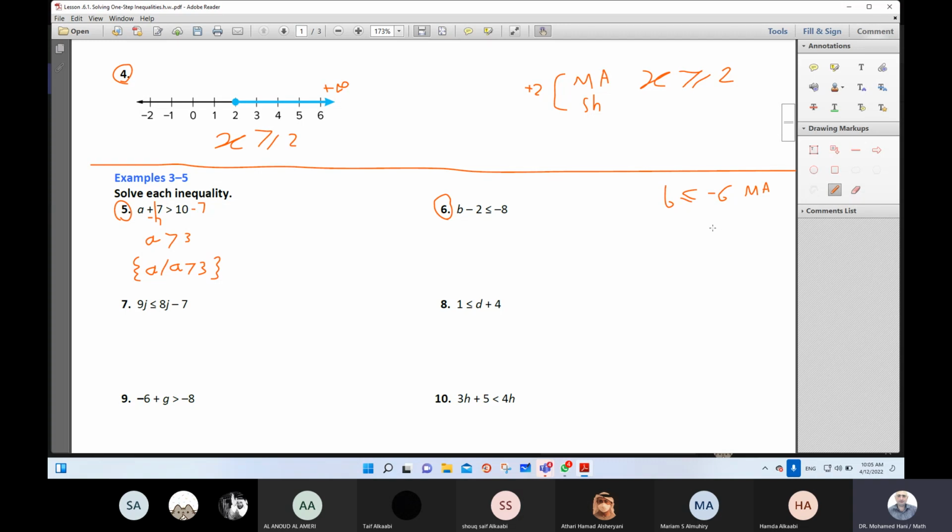Okay, check with me, please. Try to keep the variable alone on this side, so try to remove -2. To remove -2, add the inverse: +2 here and +2 here.